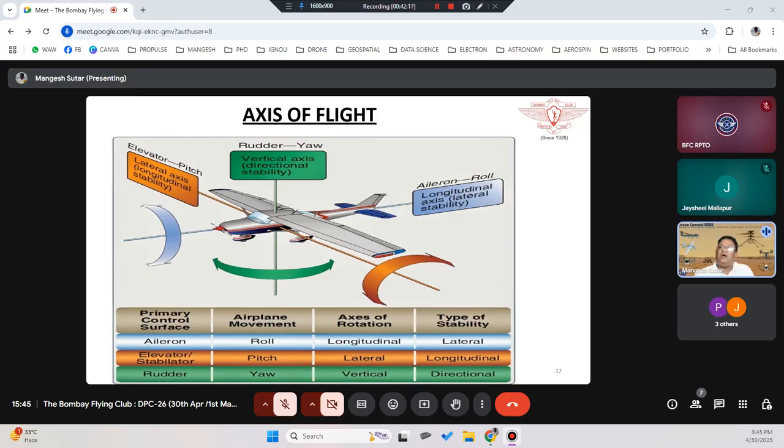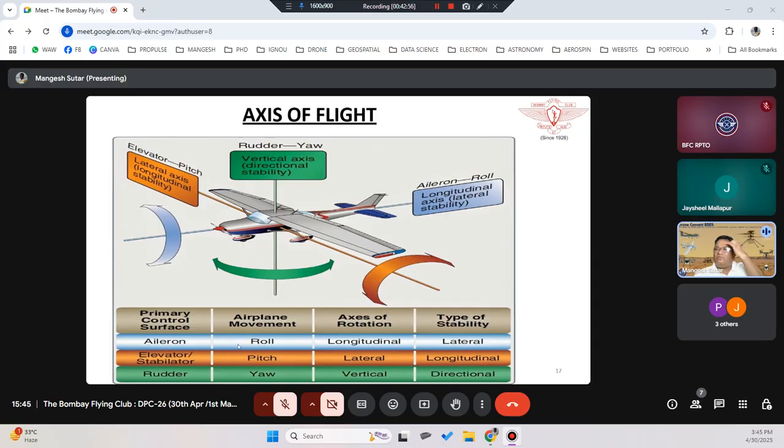Whereas the lateral axis, which is parallel to your wings, is where pitch happens. It is controlled by the horizontal stabilizer on the tail. As you move your elevators, the pitch will be affected, either pitching up or pitching down. At the center you will have a vertical axis, where your vertical stabilizer is. The rudder will change the direction. You see this green line: it will change either to the left side or the right side.